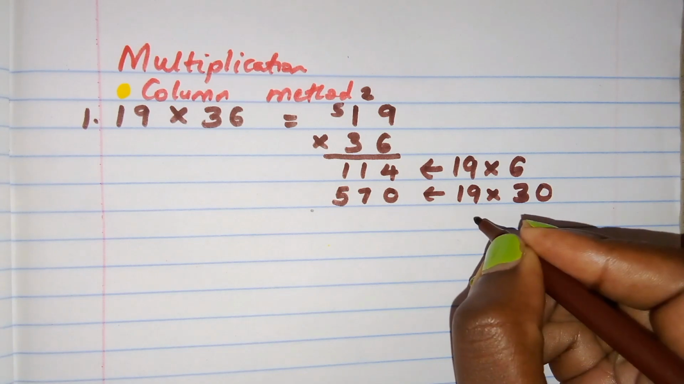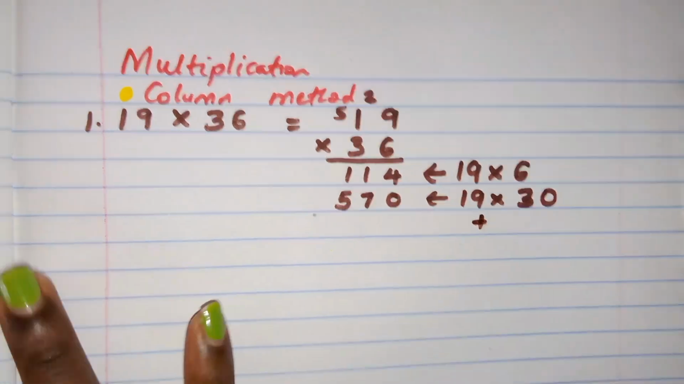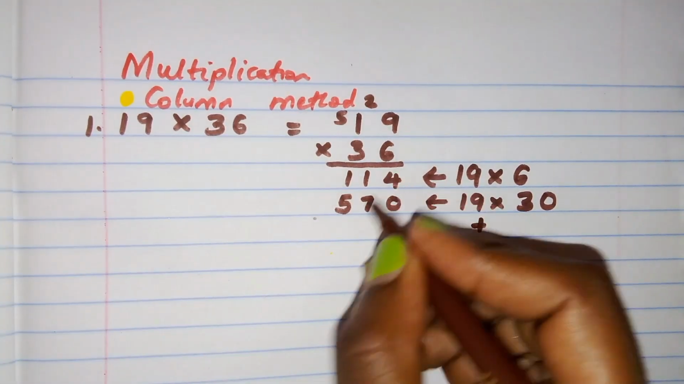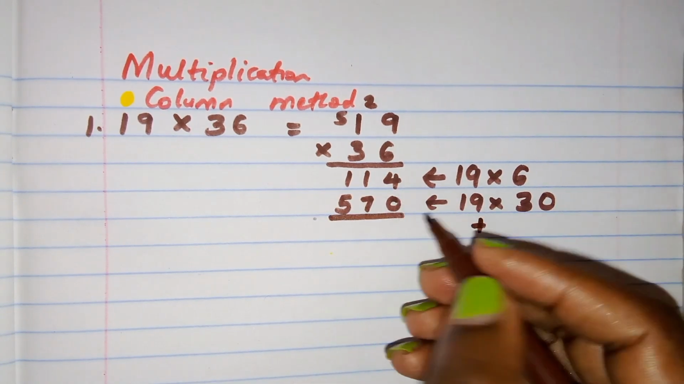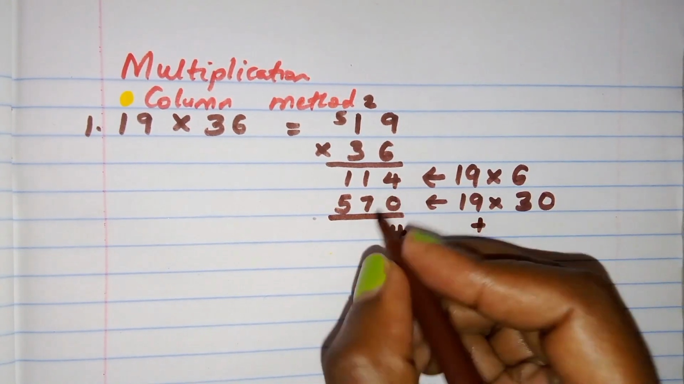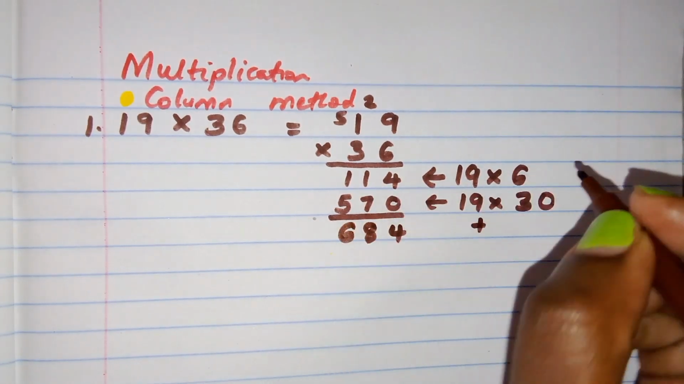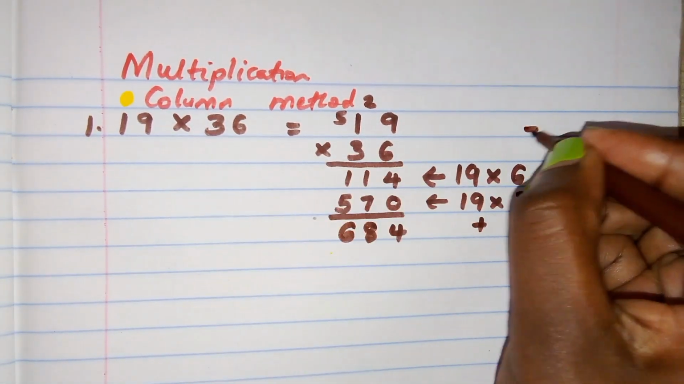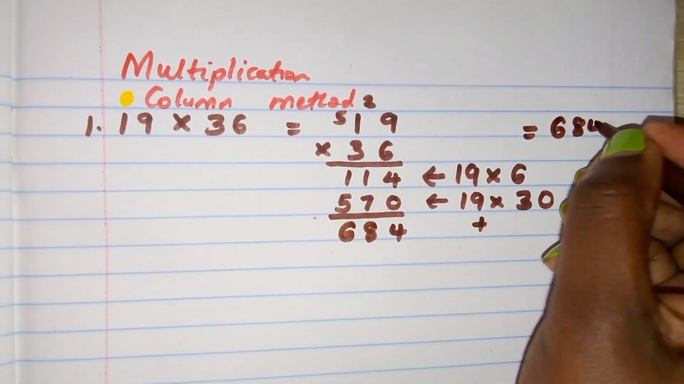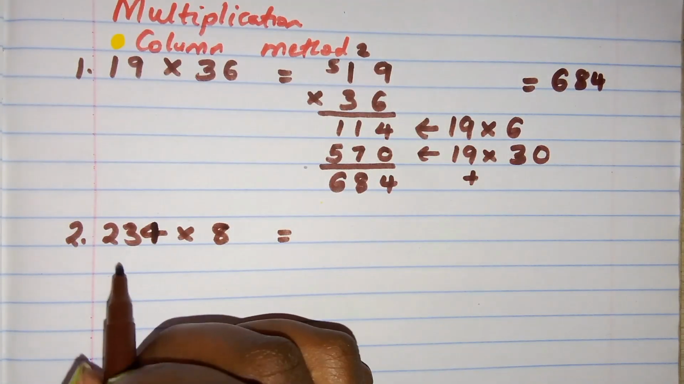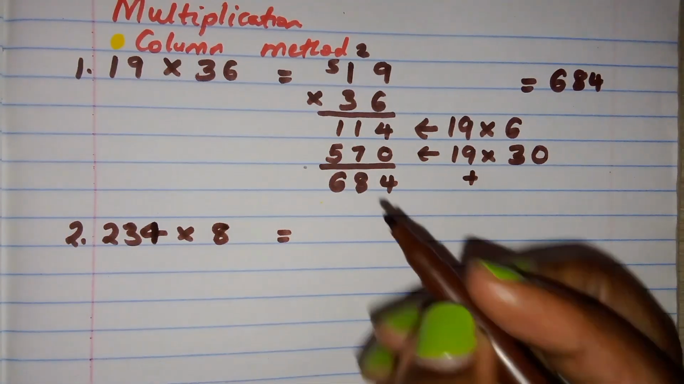So the next step would be you add those two numbers. 4 plus 0, 4, 1 plus 7, 8, and 1 plus 5 is 6. So the answer is 684.